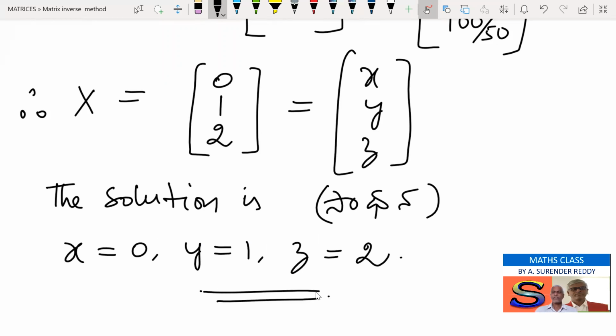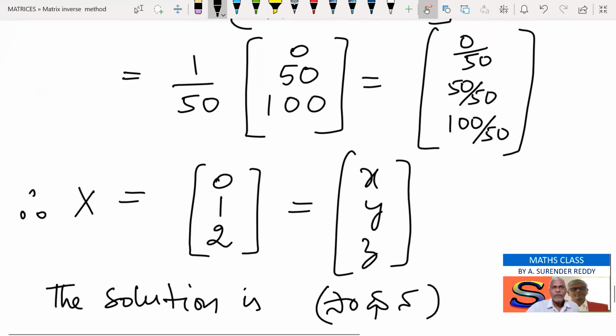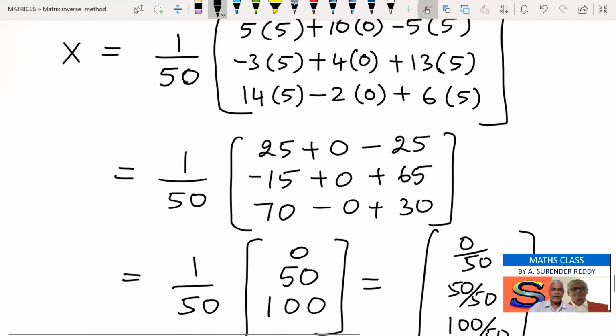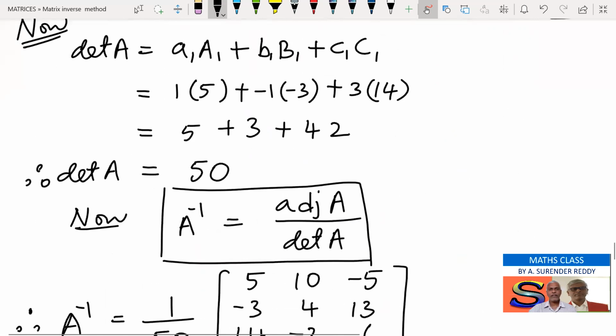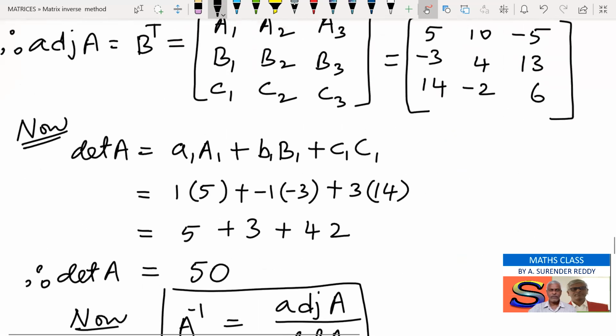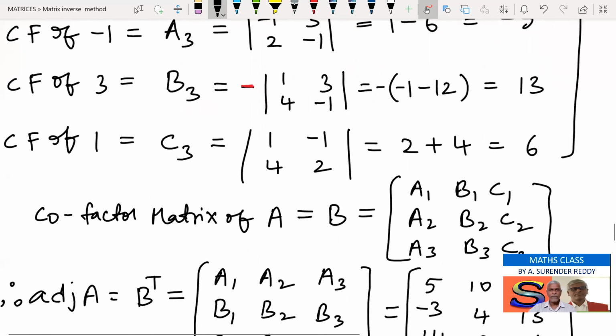So this is the matrix inversion method. The name itself is very clear. It involves the inverse matrix. First, we have to calculate the inverse matrix, that is by calculating the adjoint and determinant, and then multiplying with the constant matrix, so that X is equal to A inverse D. That will be the solution.